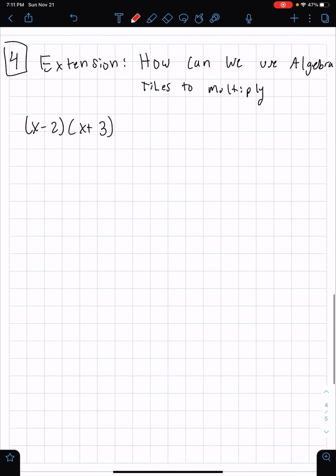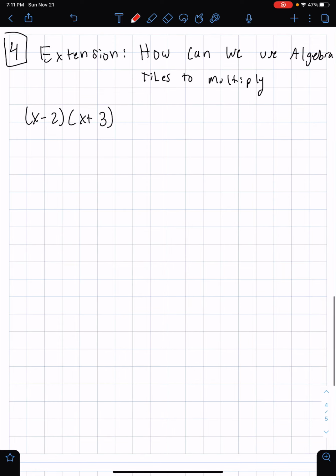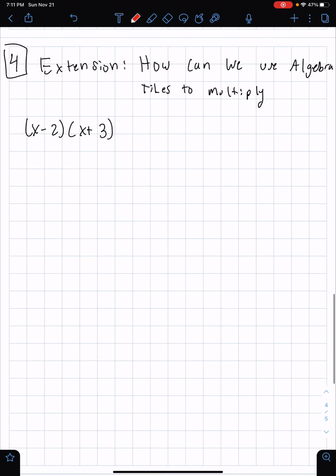Now, lastly, here, think about how we can use what we learned today to multiply x minus 2 times x plus 3. It's a little different because we have an x minus 2 here, and we only work with positives up top.